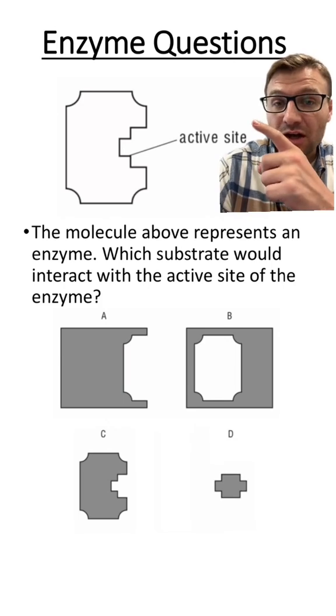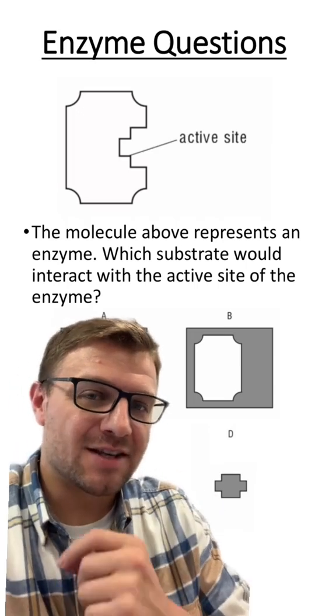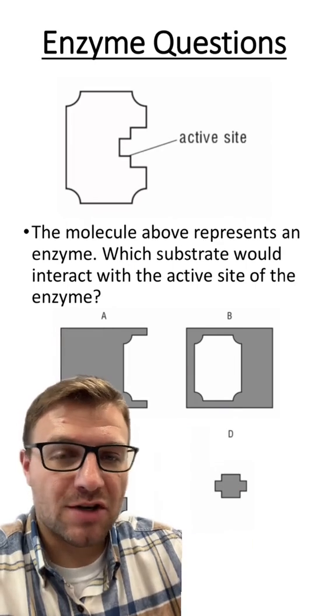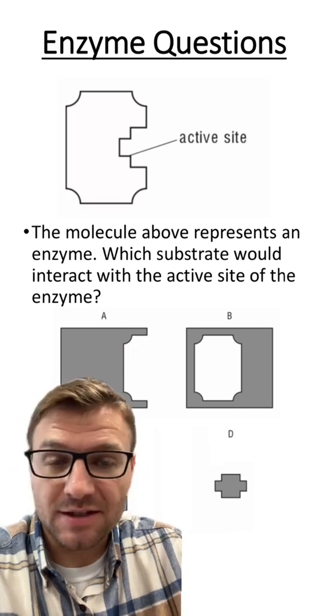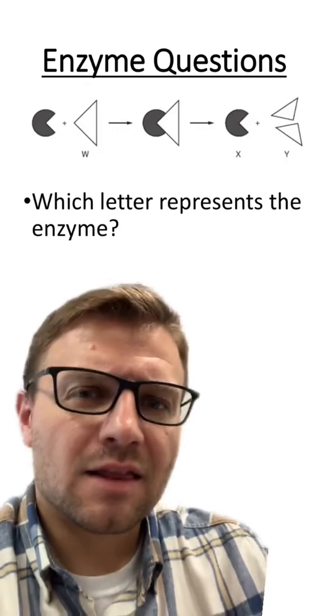Take a look at the structure of the enzyme and the structures of the molecules. You should be able to tell that D here is the substrate that interacts with the enzyme above. In biology, we talk a lot about how structure determines function, and this is one of the ways. The structure of a protein, or enzyme in this case, is going to specifically determine what type of molecule it interacts with. Let's do another question.